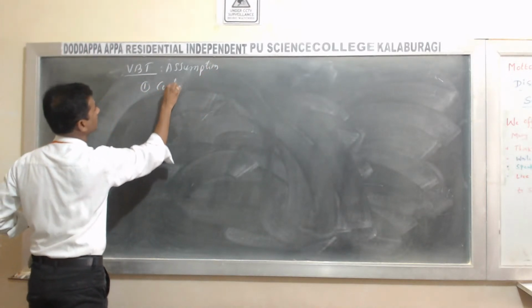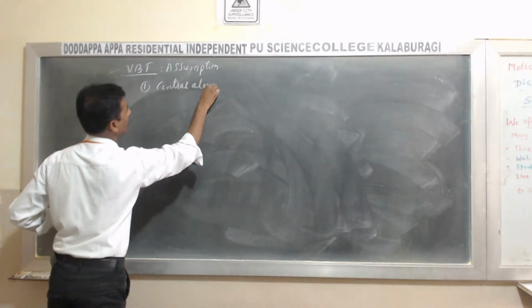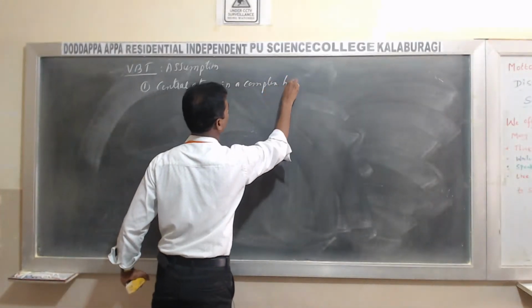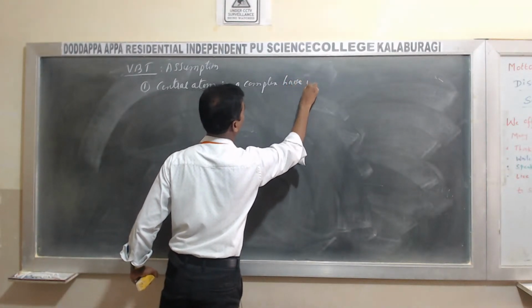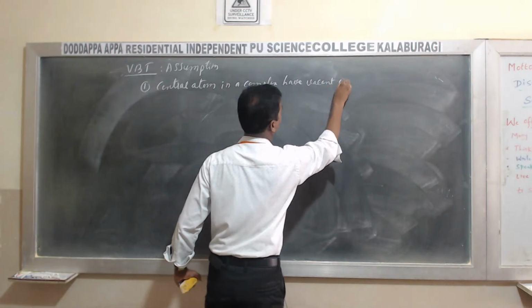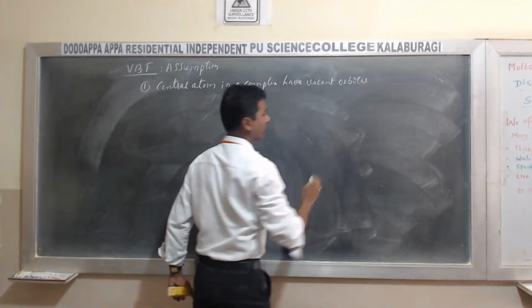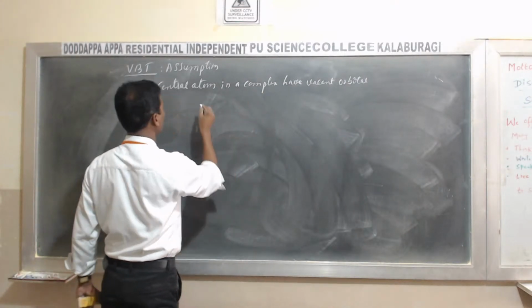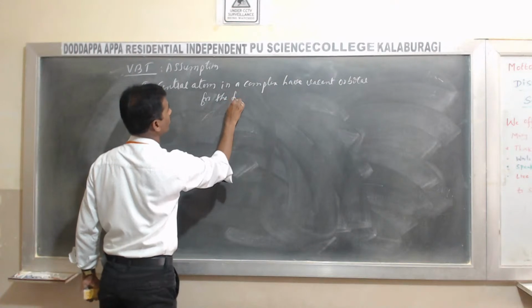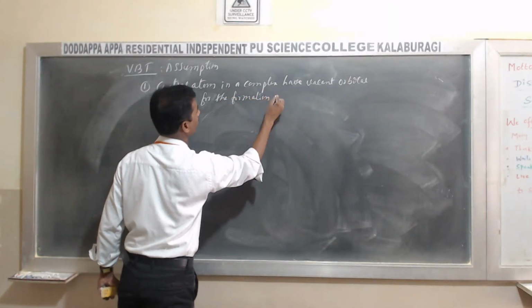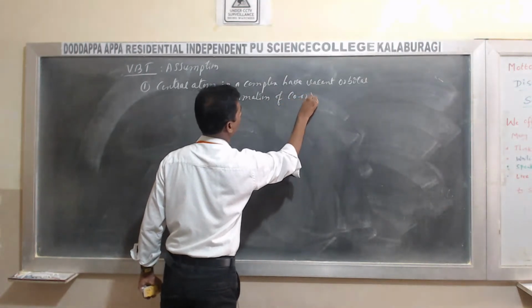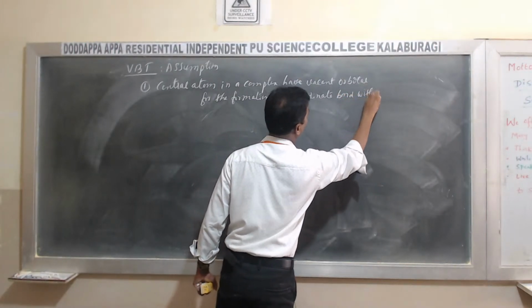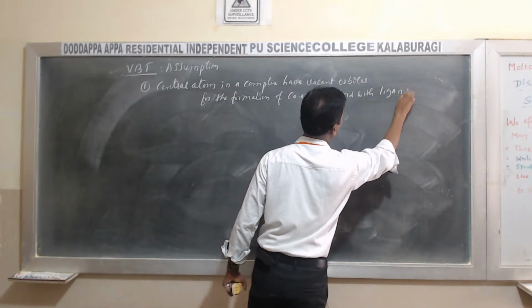The central atom in a complex has vacant orbitals for the formation of coordinate bonds with the ligands. This is the first point.